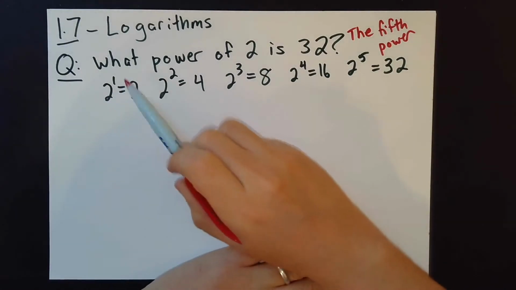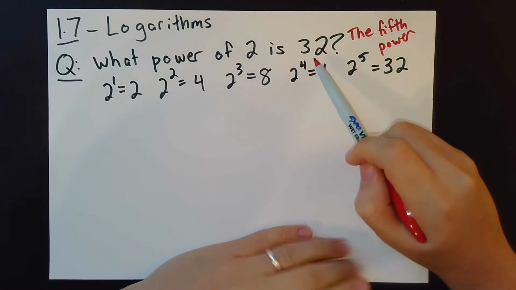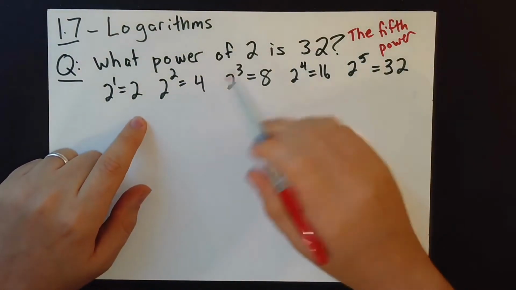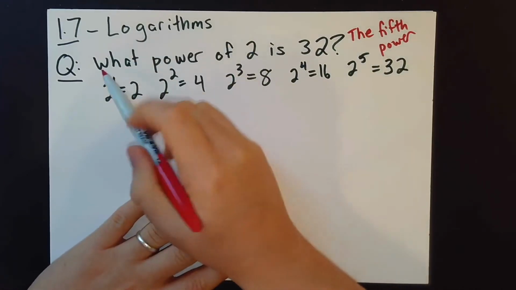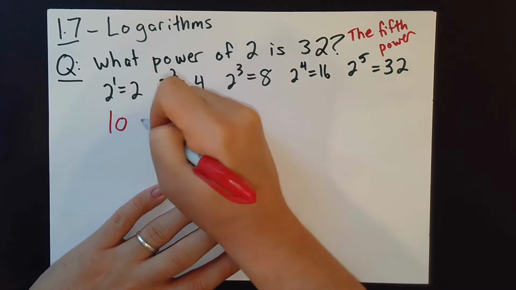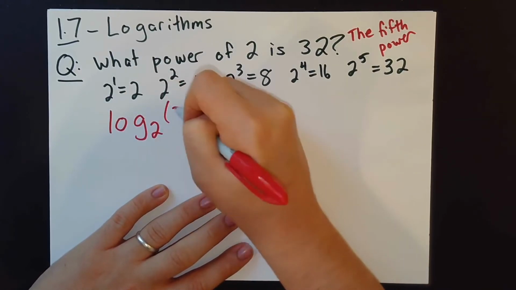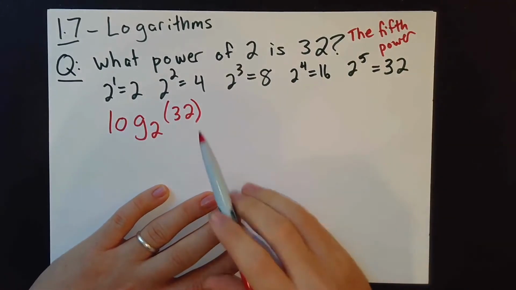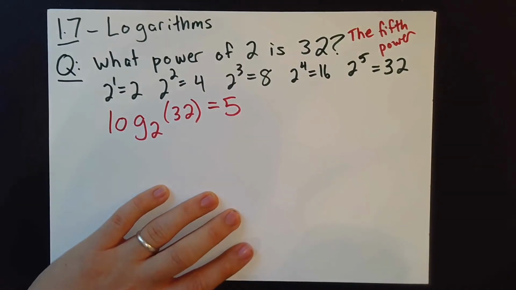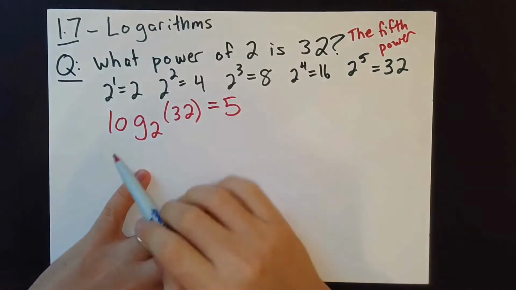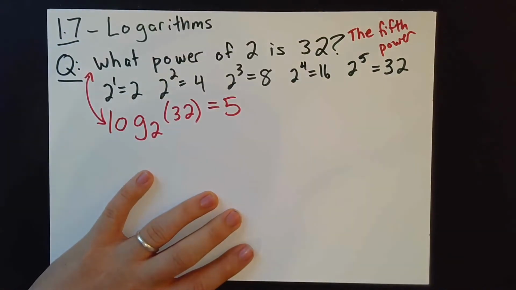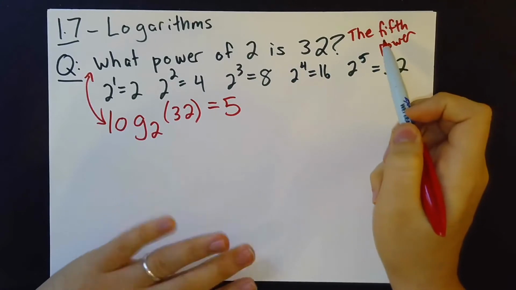Now really, this question and questions like it is exactly what logarithms exist to do. And so, in fact, if we were to write this in log notation, this question, what power of 2 is 32, would be written as log base 2 of 32. And the answer that it's the fifth power, we just say this thing is 5. Okay. So this logarithm statement is exactly the same thing as this question and its answer up here.